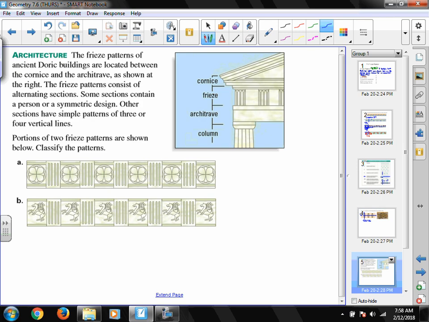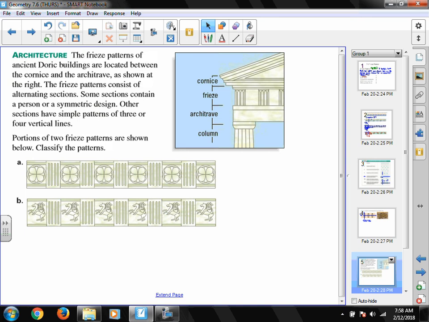Here's kind of like the problem. I like these problems a little better than the snakeskin one because the architecture is where these really come into effect, because you do have your pattern going on, and it's a little easier to see, I think. So the frieze patterns of the ancient Doric buildings are located between the cornice and the architrave, as shown at the right. The frieze patterns consist of alternating sections.